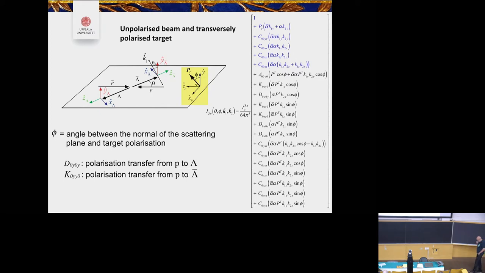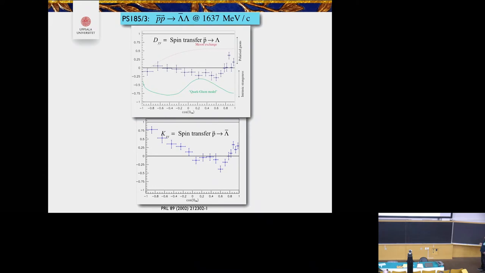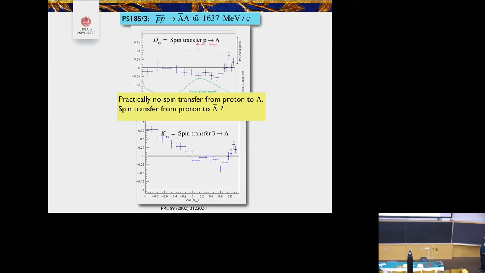And the reason why this was done was that these meson exchange models and quark-inspired models give different predictions. So the idea is that maybe you can tell which picture is the more relevant one. So here you have data. Unfortunately, as always, the data are right in between the predictions. D_YY is the spin transfer from the proton to the lambda. There seems to be no spin transfer from the proton to the lambda, whereas the K_YY shows a correlation of 0.75 in the backward direction. So there seems to be spin transfer from the proton to the anti-lambda. At least I don't understand this, but this is what the data tells you.